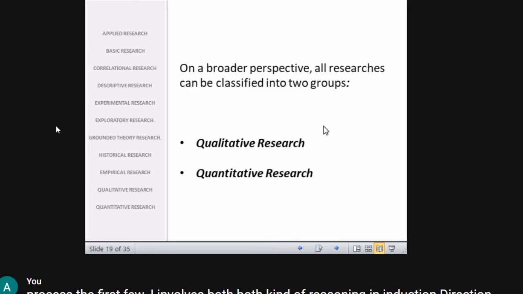So empirical research is nothing but a study which is conducted based on observations and experiences. Remember that is the concept of it. Broadly, all research can be classified into two main categories. What are they? Qualitative and quantitative, right?